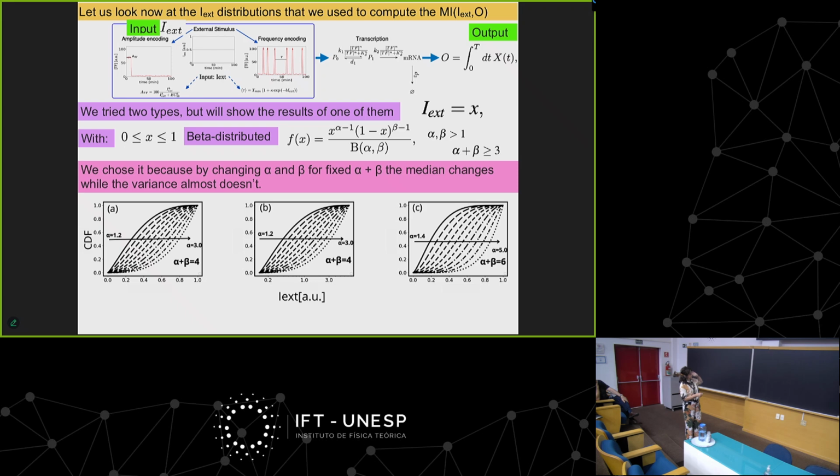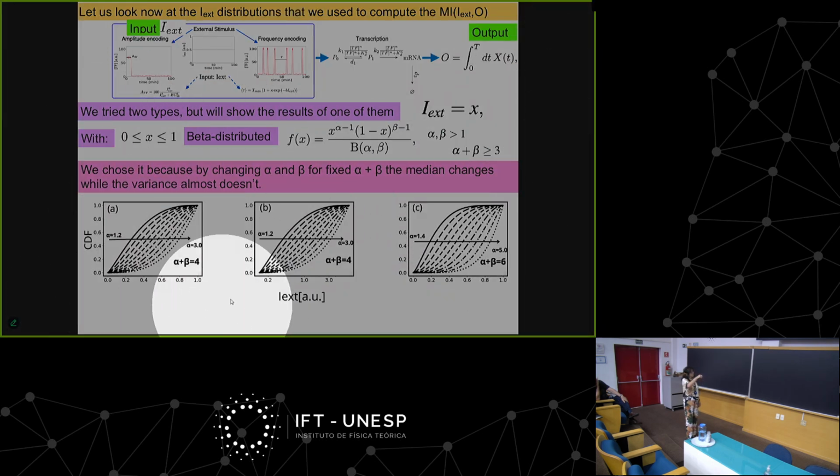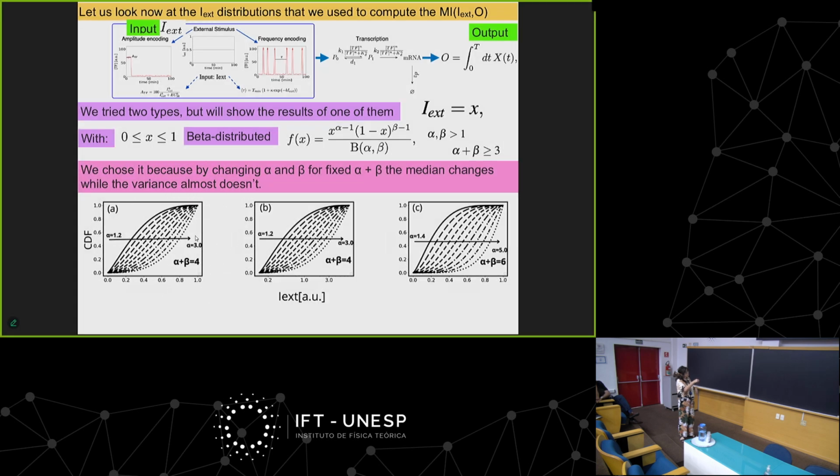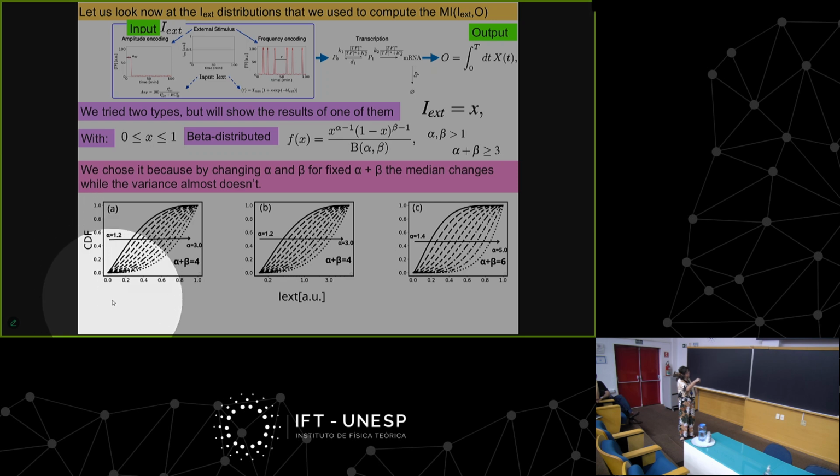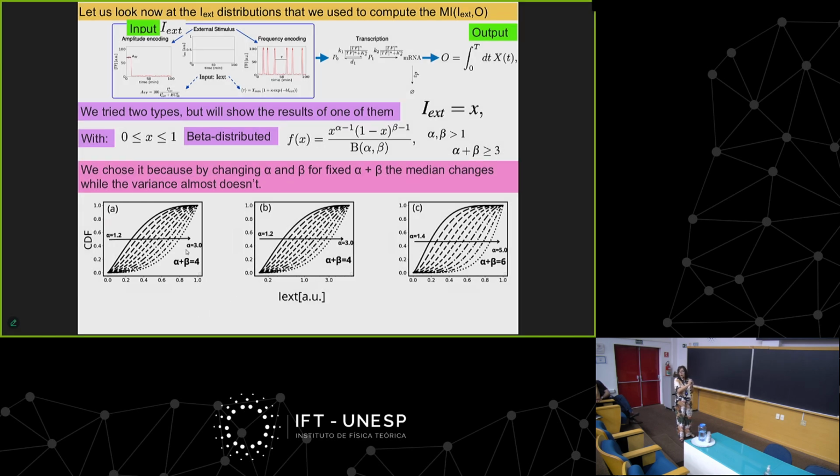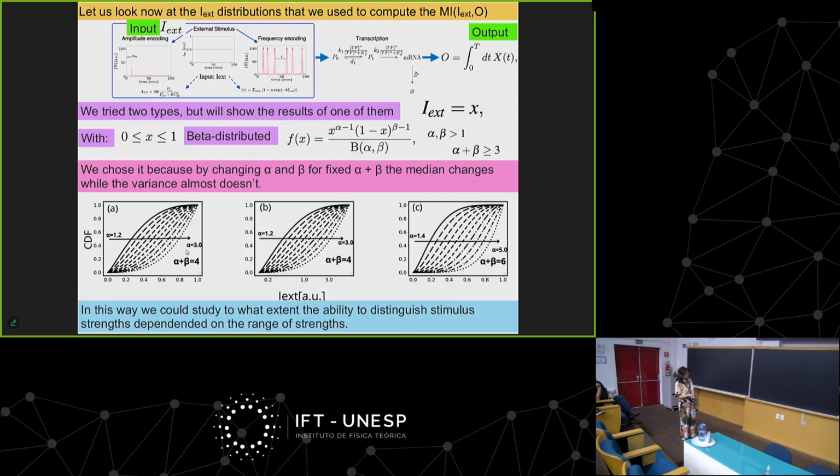Let me look at only this, because I don't have that much time. So these are the cumulative distribution functions of the beta distribution. It has two parameters, alpha and beta. And so if alpha plus beta is fixed and I change alpha, what I do is change the median, so it moves to the right. So it means that for small alpha, I have medians that are closer to 0. For larger values of alpha, I have medians that are closer to 1. So by changing that, I am concentrating in a distribution of stimuli that is more concentrated around small values or around larger values. That's the aim of this study. And that was what we were after.